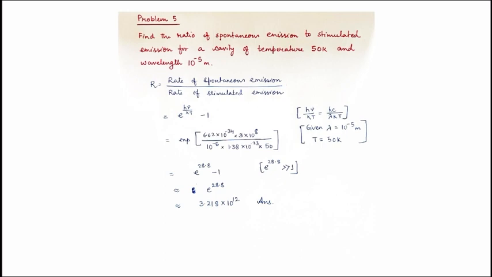Coming back to the problem, we have all the parameters given. We know nu because lambda is given, wavelength 10 to the power minus 5 meter, so we can easily convert into nu. The Planck constant we know, the Boltzmann constant we know, and the temperature is given. Putting in all the values, we find that the ratio is e to the power 28.8, which is 3.218 into 10 to the power 12.